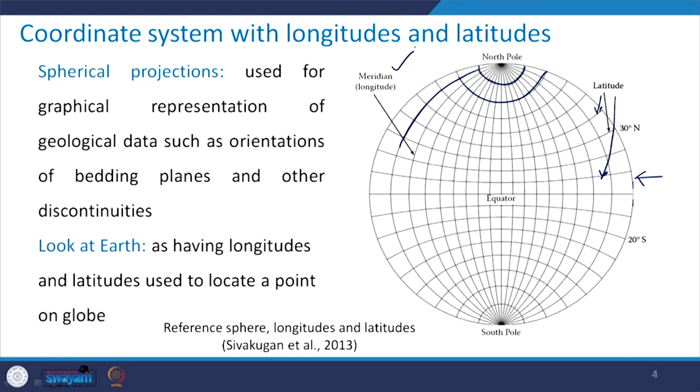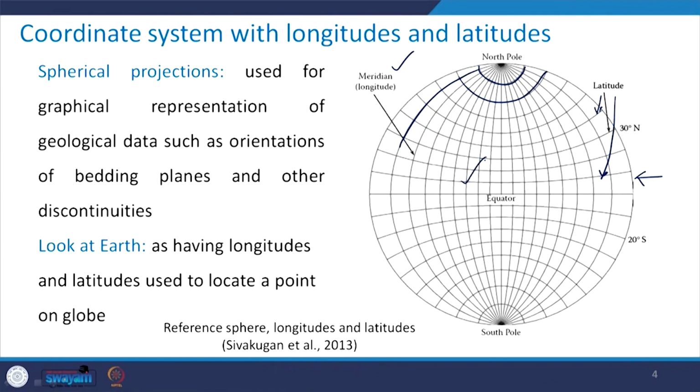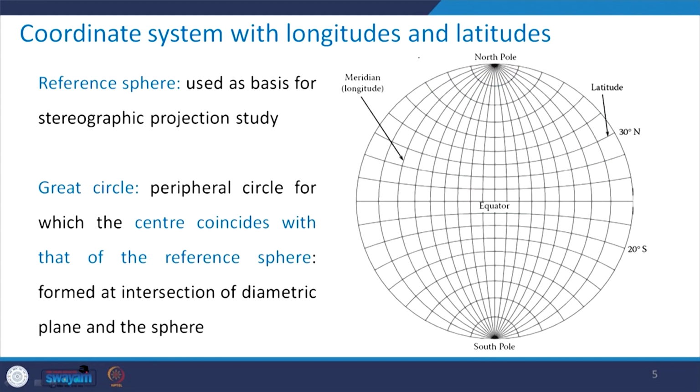So, if I need to locate any point on this space, then I would need two things. One is the latitude, another one is the longitude. Let us see how to make use of these with respect to geological data. So, first we talk about the reference sphere, which is used as a basis for any stereographic projection study.